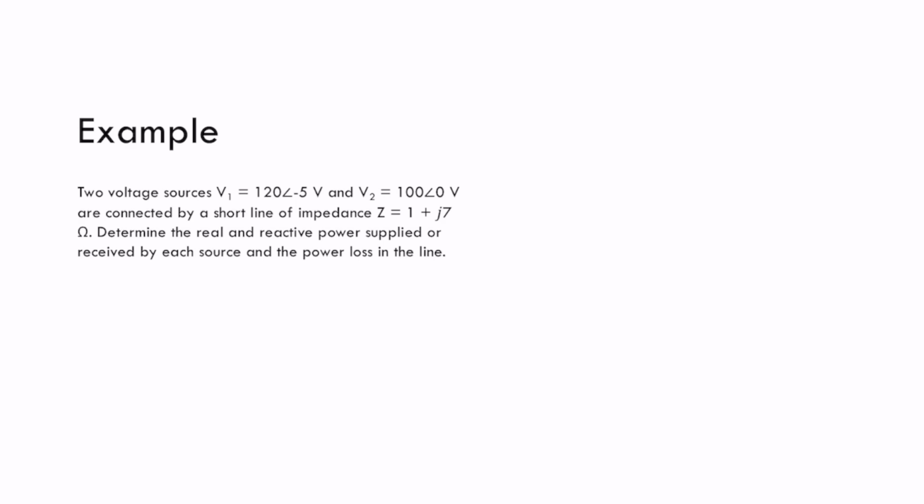Let me go to our final example. Imagine you have two voltage sources. V1 is 120 at minus 5 degrees volts, and the other one is 100 volts, and they are connected by a line of impedance, which is the value given here. The problem says: determine the real and reactive power supplied and received by each source, and the loss of the line.